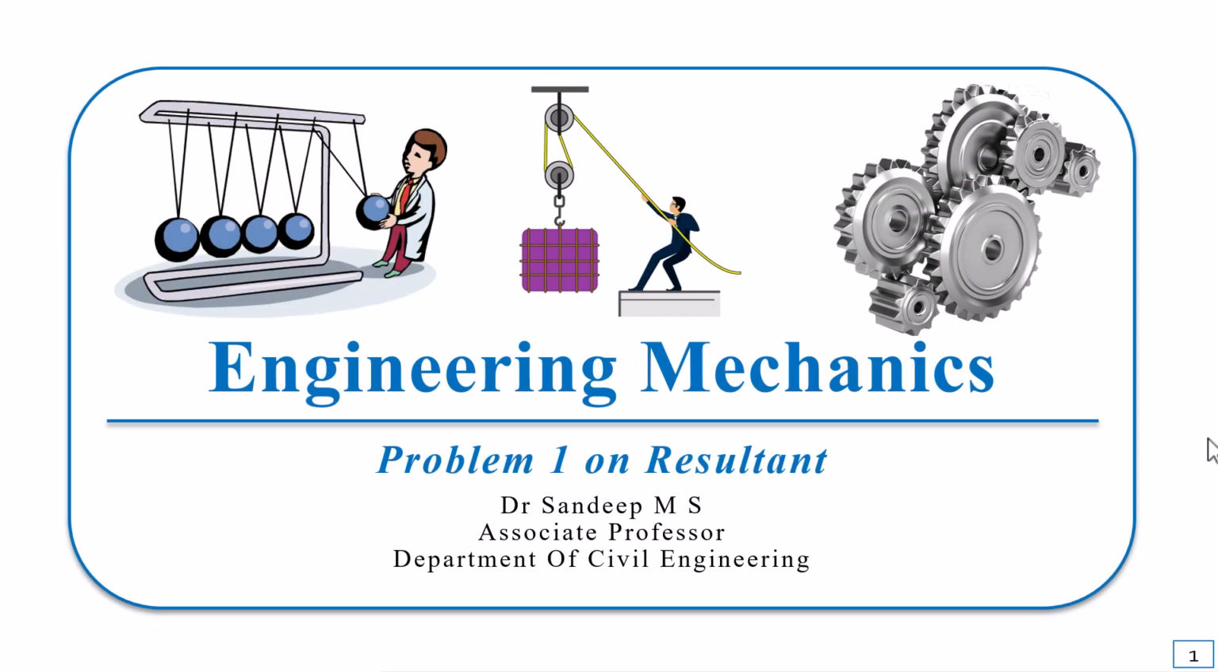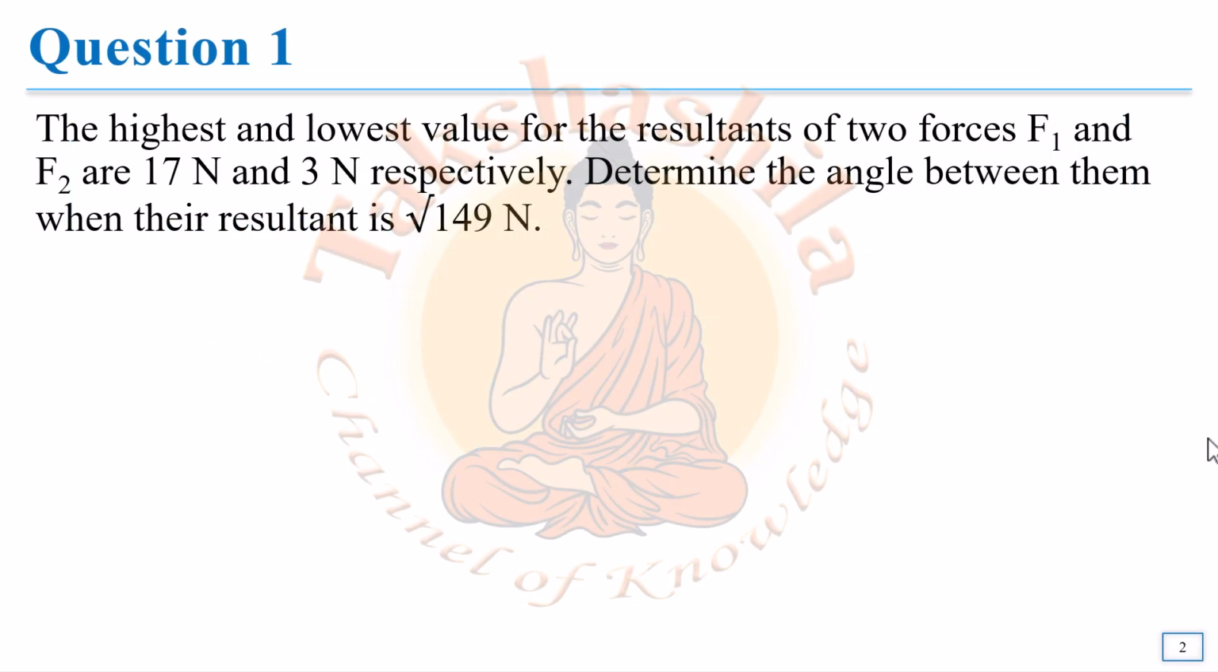Hi all, today we will be discussing a problem on the topic resultant from the subject engineering mechanics. So the problem is: the highest and lowest value for the resultant of two forces F1 and F2 are 17 Newton and 3 Newton respectively. Determine the angle between them when the resultant is root of 149 Newton.